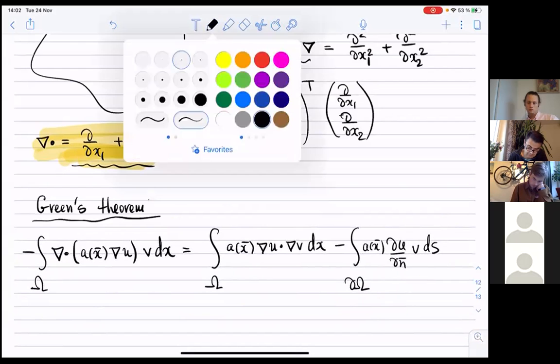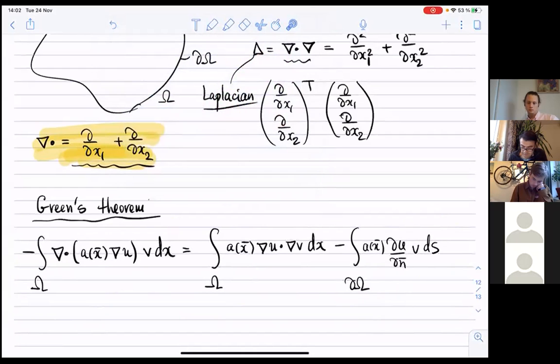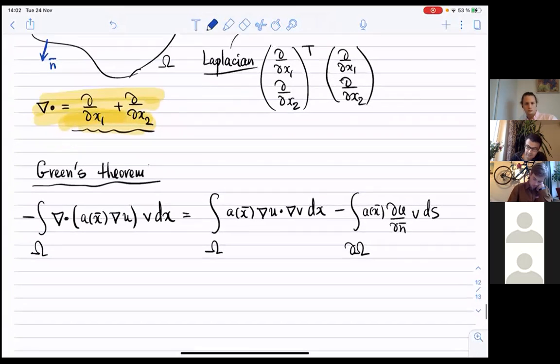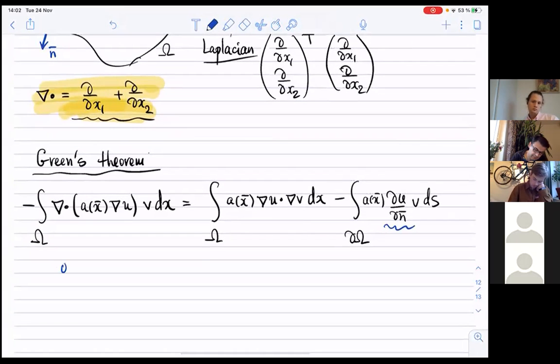So we have to define some of this. Of course, there is du/dn. It's a normal derivative to the boundary. So on the boundary, we define n. That's the outward pointed normal to the boundary, something like this. And the normal derivative here is defined as the normal vector times du/dx.